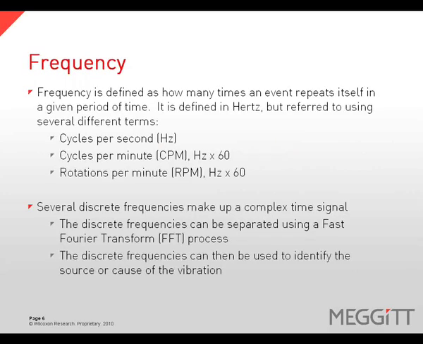Frequency is defined as how many times an event repeats itself in a given period of time. It is defined in cycles per second or hertz, but is also commonly referred to in cycles per minute or rotations per minute. A complex time signal is made up of several discrete frequencies which can be separated using a fast Fourier transform, or FFT, process and then used to identify the cause of the vibration.